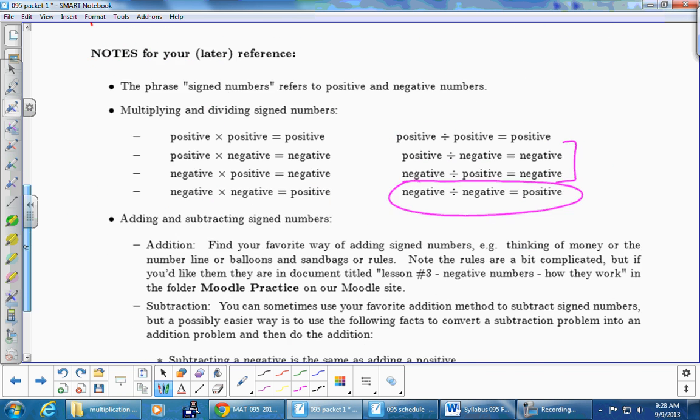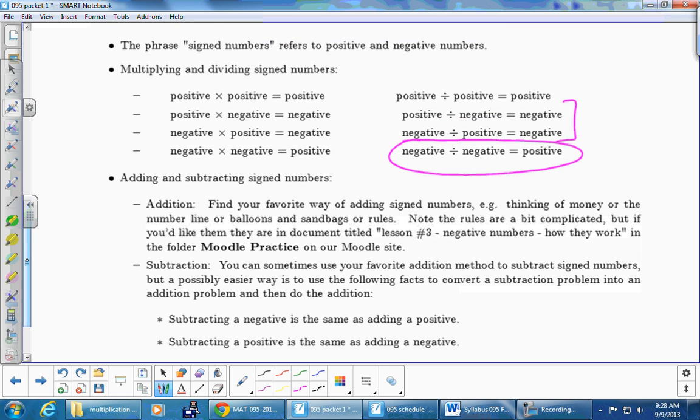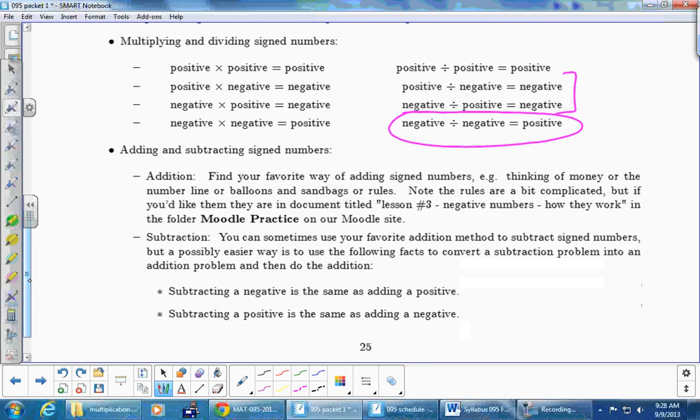All right, so down here, we just took a look at this. Here's a section that you'll see sometimes, notes for your later reference. So we looked at the multiplication rules. Here's the addition and subtraction rules. So addition is a lot more straightforward than subtraction. But anyway, the addition stuff is there.